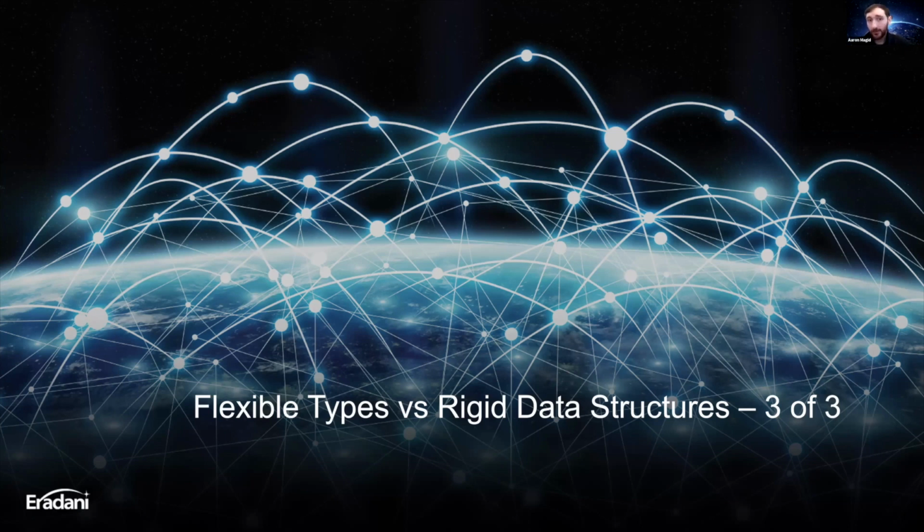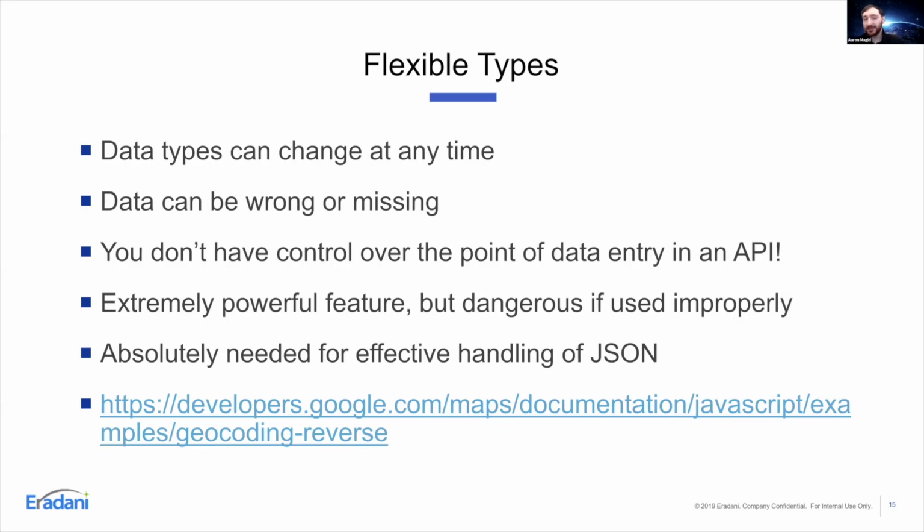So number 3 of the critical differences when you work with JavaScript is flexible types versus rigid data structures. When you work with JavaScript, you're working typically in an API or a user interface. And what ends up happening is your data types can change at any time. The important point to remember is that in an API, you do not have control over the point of data entry in your API.